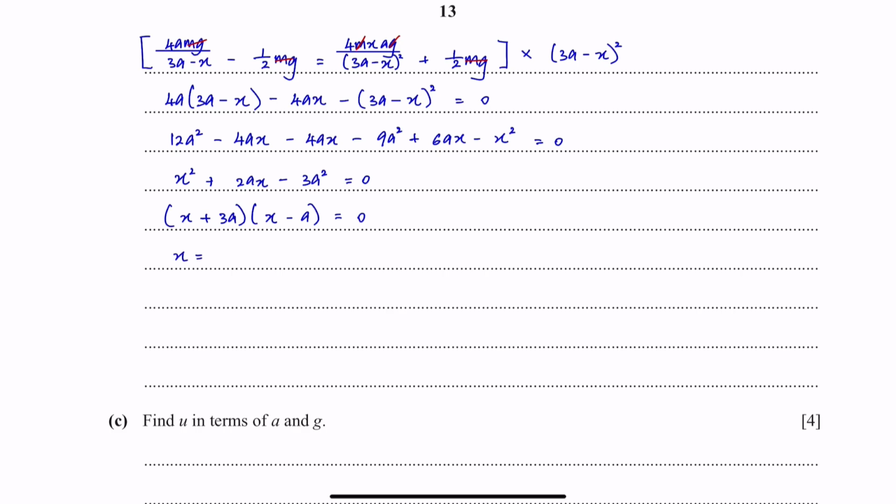So we can find that x equals negative 3a and x equals a. But since the x here is the length of part of the rod, it can't be a negative number, and we would have to reject this. So we found that x is equal to a.